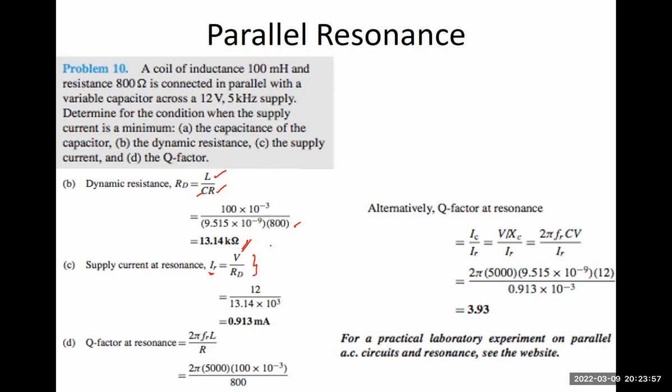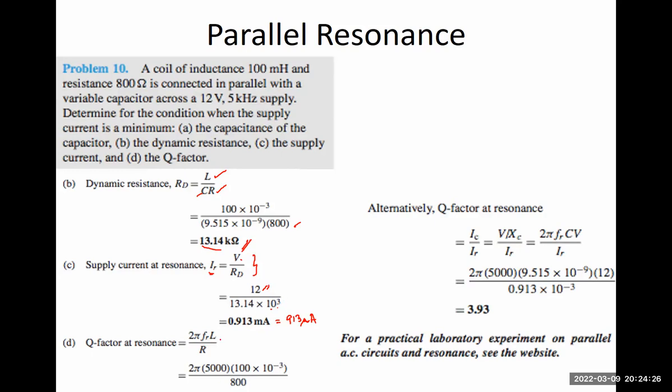And then for the supply current at resonance, that is IR, we could have it as V over the dynamic resistance RD. So we have V of 12, and our dynamic resistance is 13.14 kilo ohms, so that is 13.14 times 10 to the 3. Therefore, the supply current at resonance would be equal to 0.913 milliamp, or this is 913 microampere.